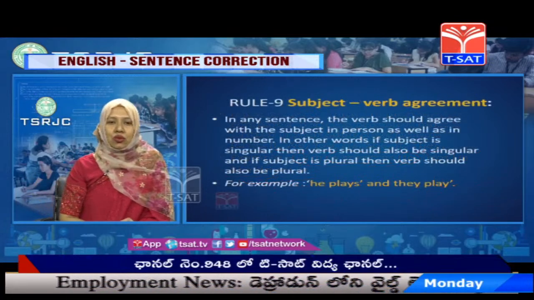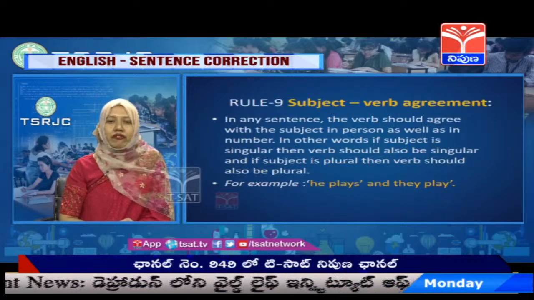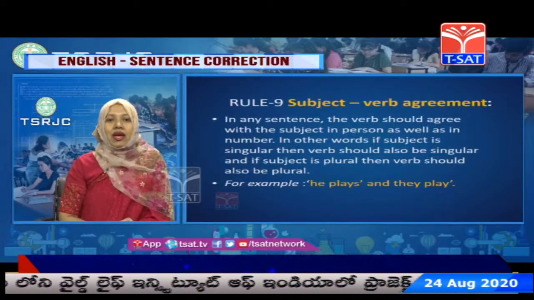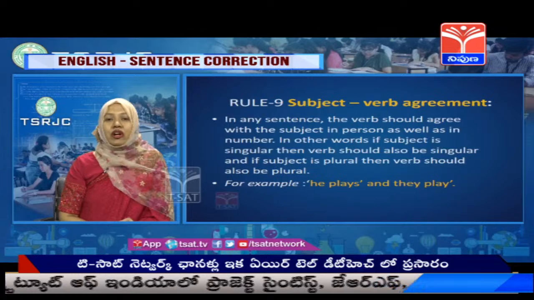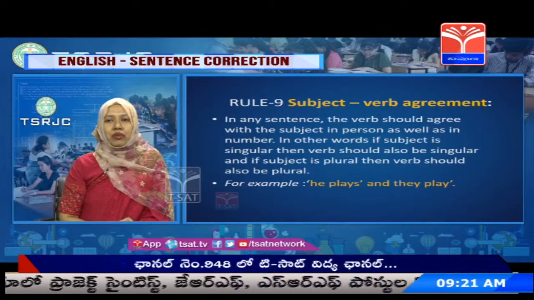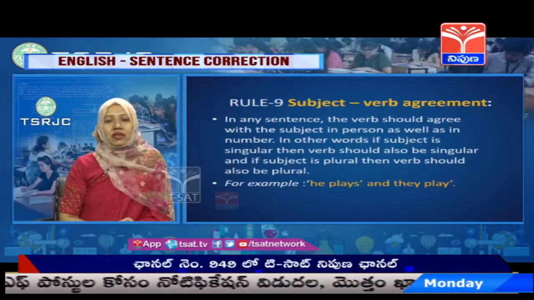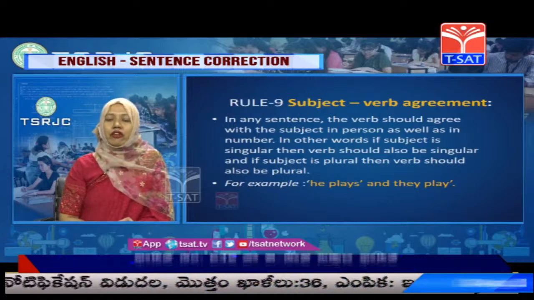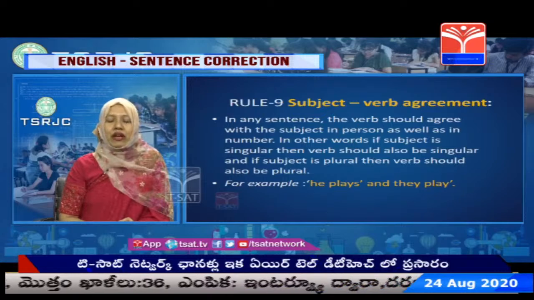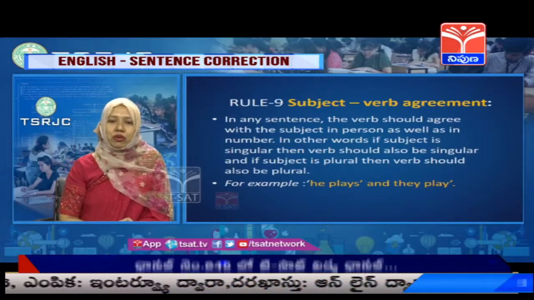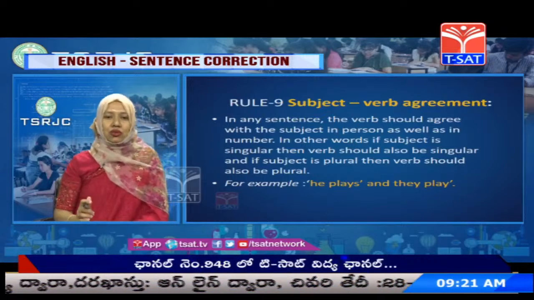Now moving to the next rule, rule 9, subject and verb agreement. In any sentence, the verb should agree with the subject in person as well as in number. In other words, if the subject is singular, then the verb should also be singular. If the subject is plural, then the verb should be plural. I hope you know this rule.